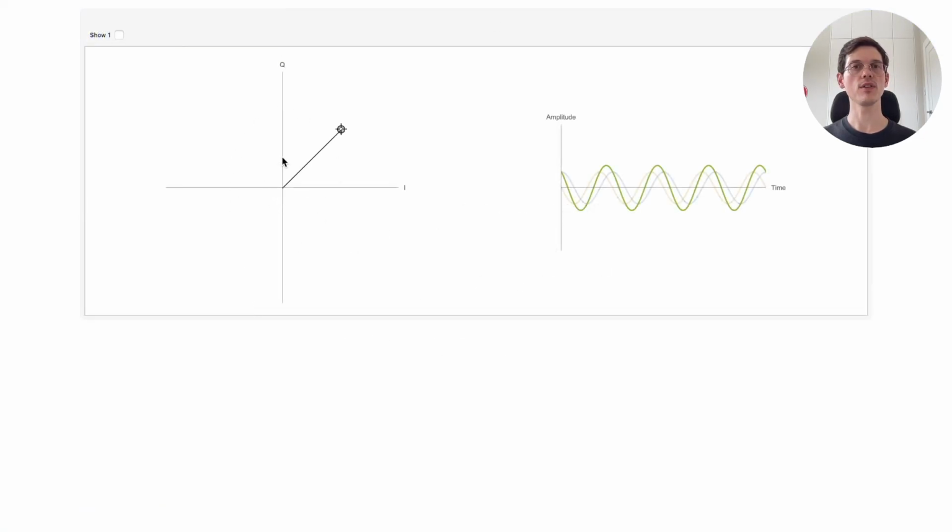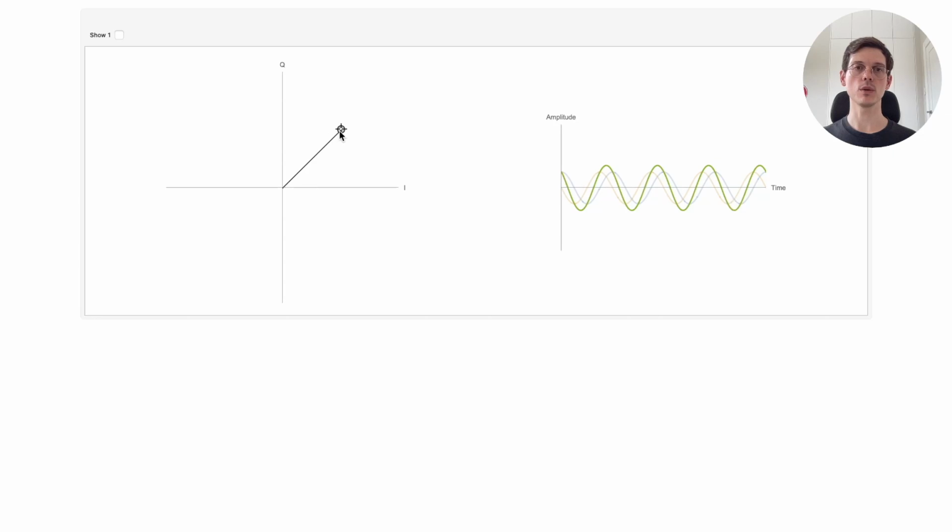On the left here, we have an IQ plot. The horizontal axis is the I-axis, and the vertical axis is the Q-axis. On the right, we have an amplitude versus time graph. The location of the point on the IQ plot determines the I and Q values, which in turn determine the signal. On the right, the blue wave is the in-phase cosine term. The orange wave is the quadrature phase cosine term, and the green wave is their sum.